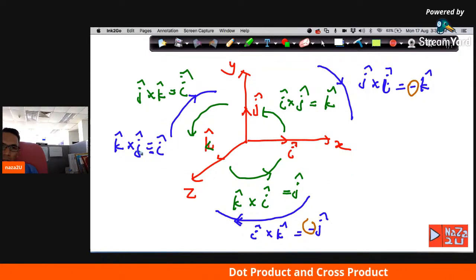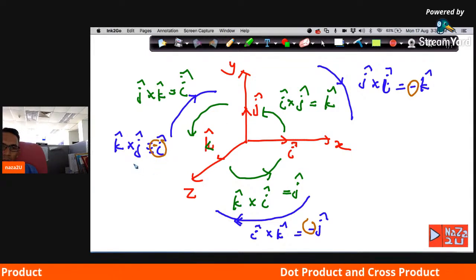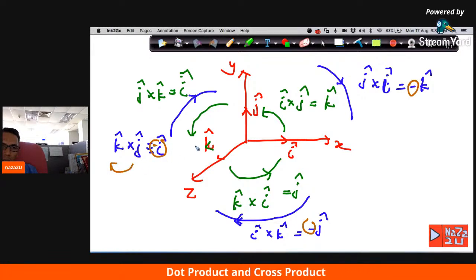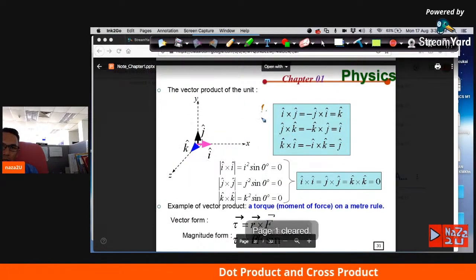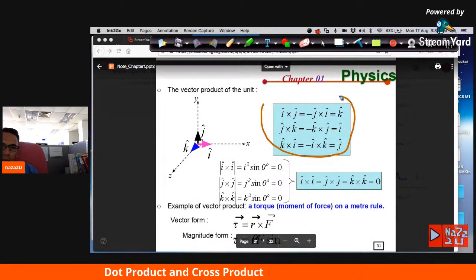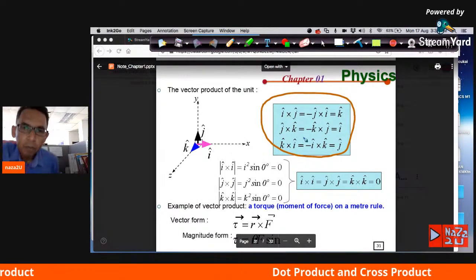And this is, sorry, K cross J, this is negative, right? Negative I. And if we reverse it, J cross K, it will be positive I. Actually, if you look at the lecture note here, this is the table here, what I explained just now, it is here, right?